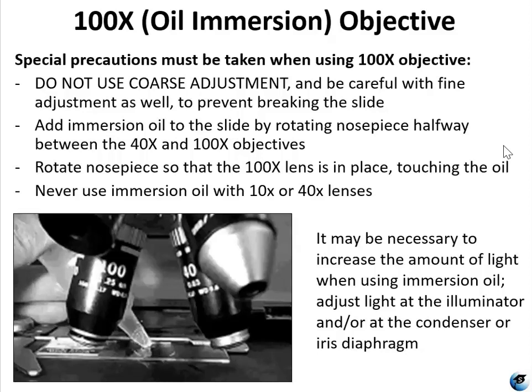You add oil to the slide by rotating the nose piece halfway between the 40 and 100x objective. Then after you've added the oil, you'll rotate the 100x lens into place. The lens should be touching the oil, so the oil is touching both the lens and the slide.